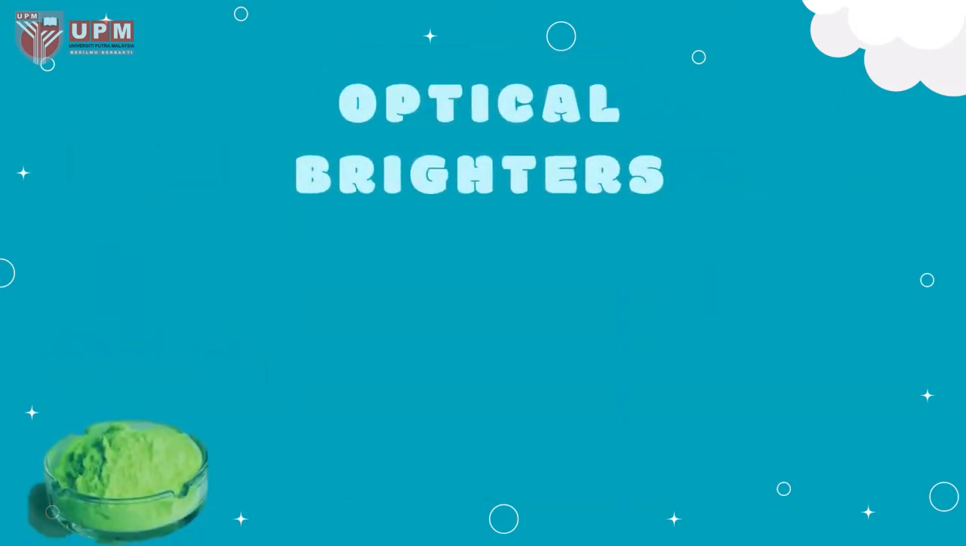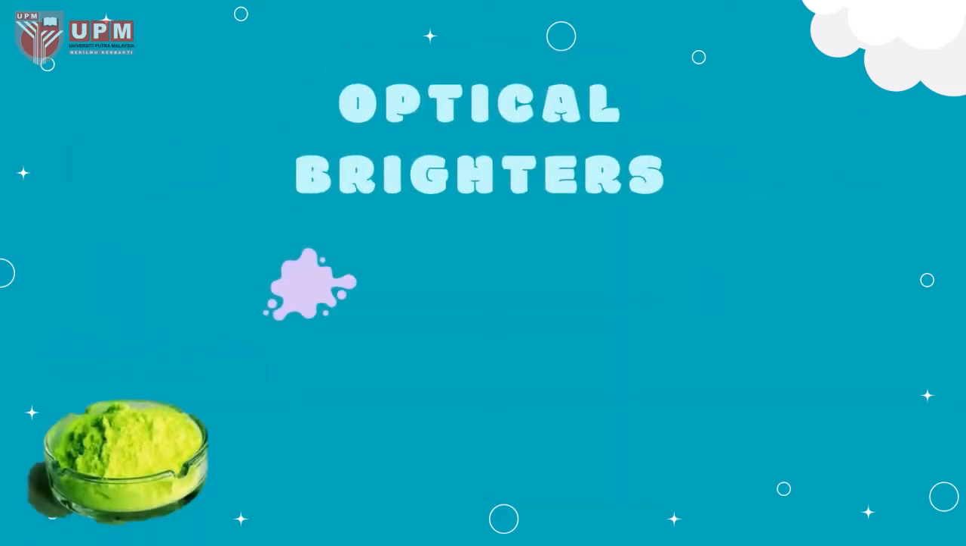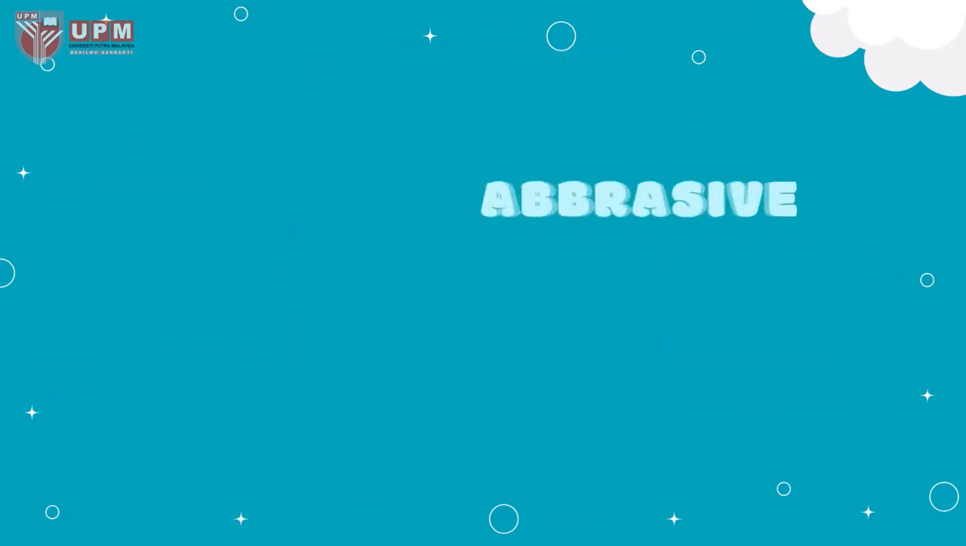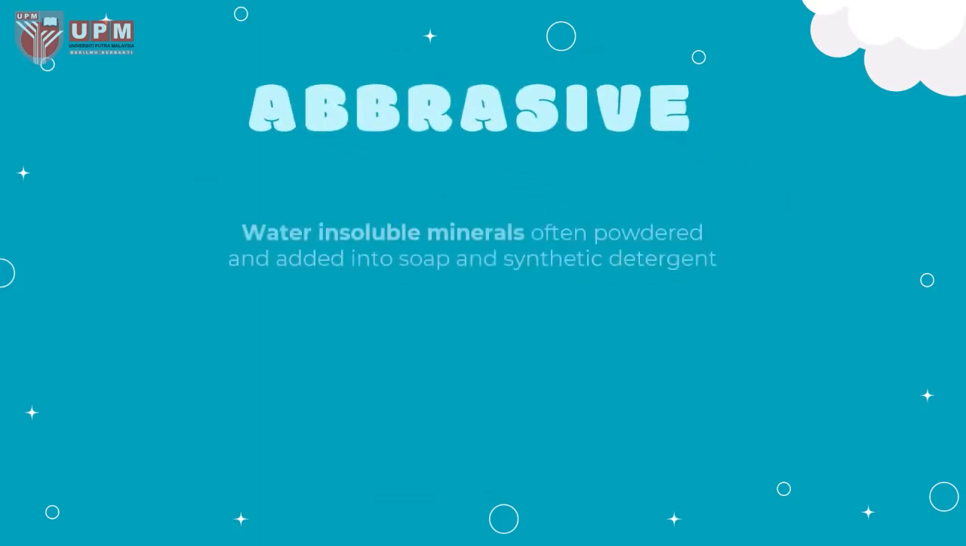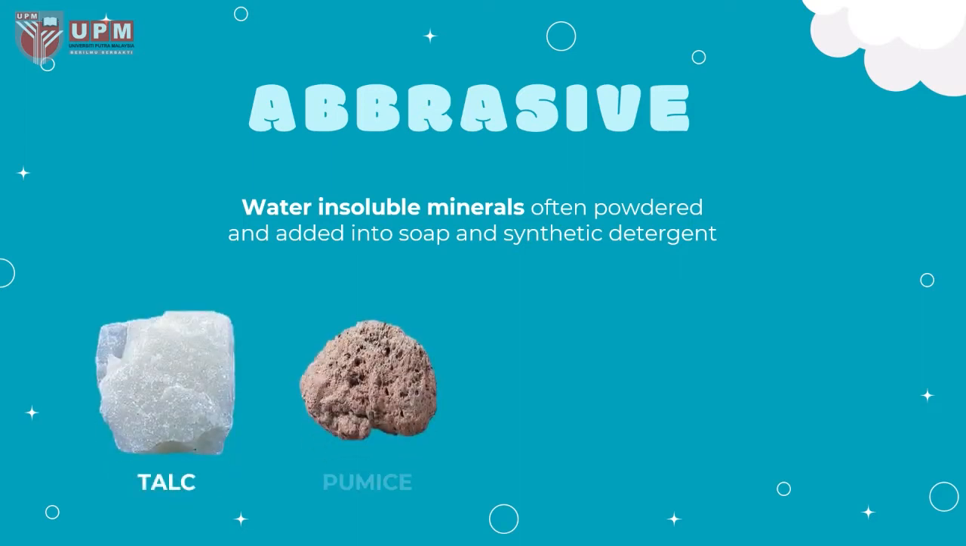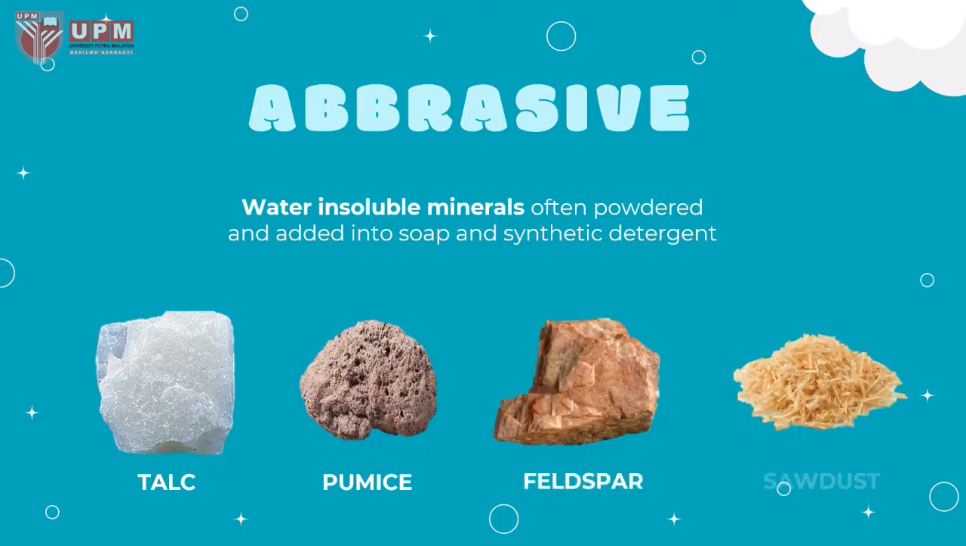Optical brighteners are usually used in laundry detergent. They make cloth whiter and brighter. Next, abrasives are water-insoluble minerals that are often powdered and added into soap and synthetic detergent. Examples of abrasives are talc, pumice, feldspar, and sawdust.